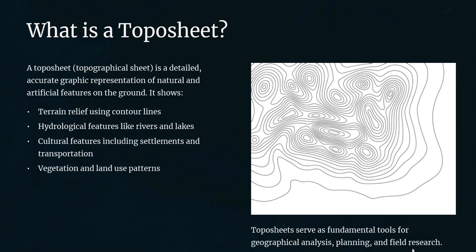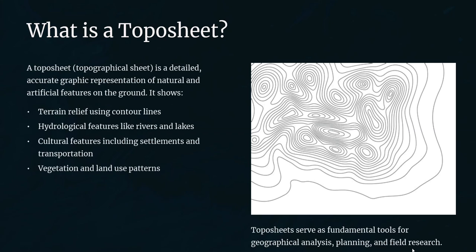A Toposheet, in its full form, is the topographical sheet. It is a detailed, accurate graphical representation of the natural and artificial features. Artificial means what? The buildings, that is, the man-made. Natural means the forest cover, the river and other things, that is called the natural feature.